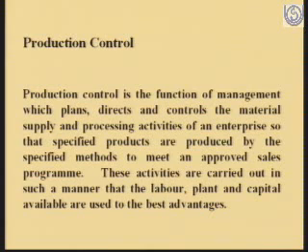Let us see the definition of production control. Production control is the function of management which plans, directs and controls the material supply and processing activities of an enterprise so that specified products are produced by the specified methods to meet the approved sales program. These activities are carried out in such a manner that labor, plant and capital available are used to the best advantage. After planning, we want to produce it. We want to deliver the goods to the customer at the appropriate time by utilizing our resources appropriately.